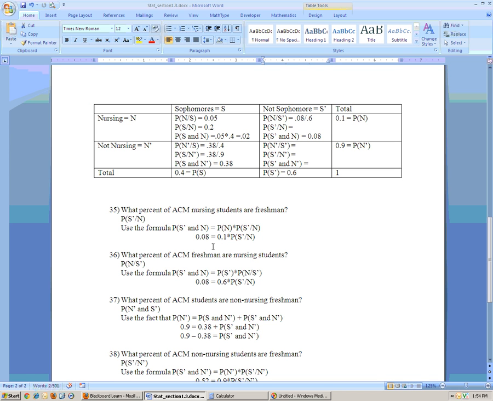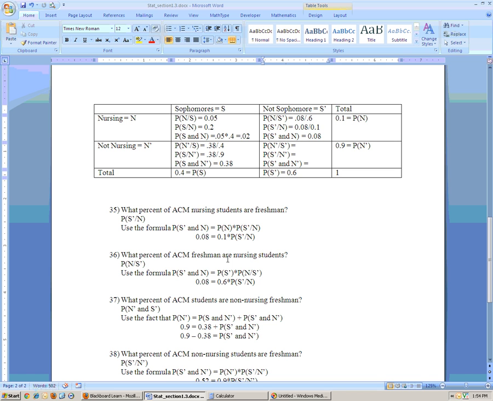So just divide these. Take the 0.08 divided by 0.1, and that will give you the probability of not sophomore given nursing. So again, that would be 0.08 divided by 0.1 right there. And just work that out, and that's what you get.